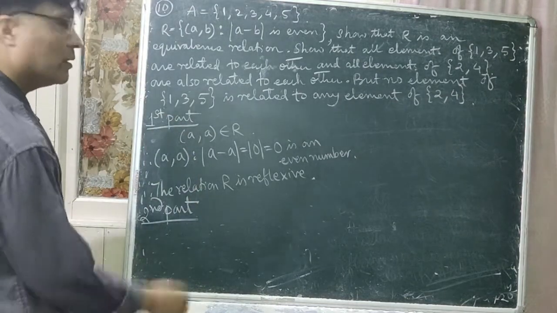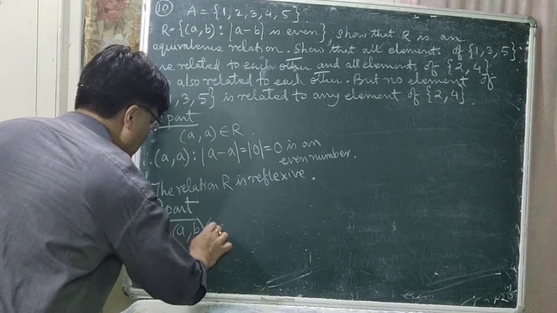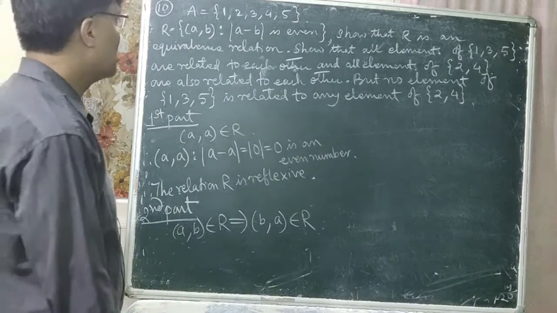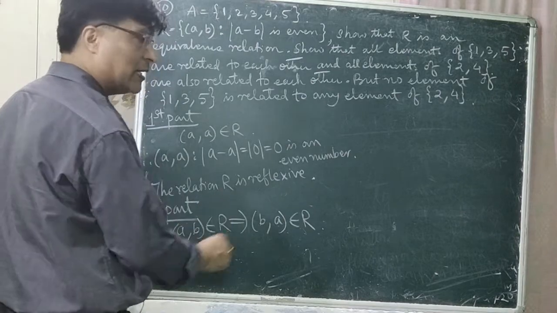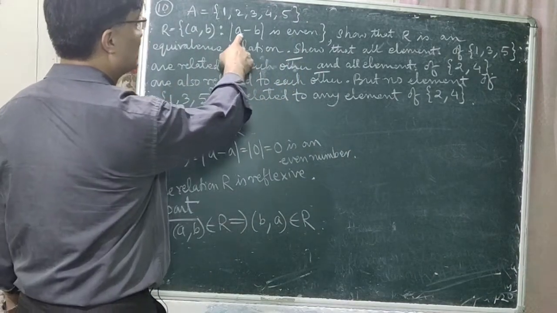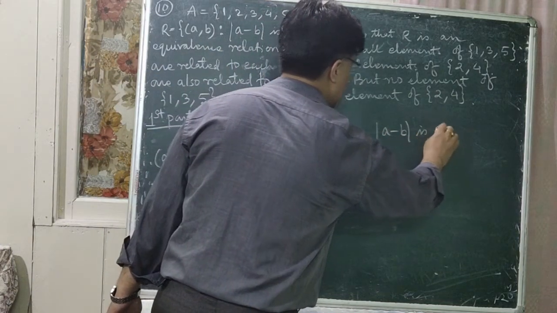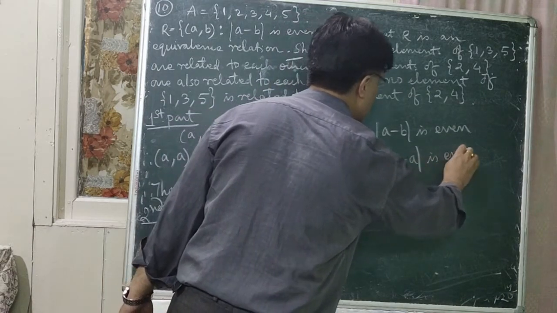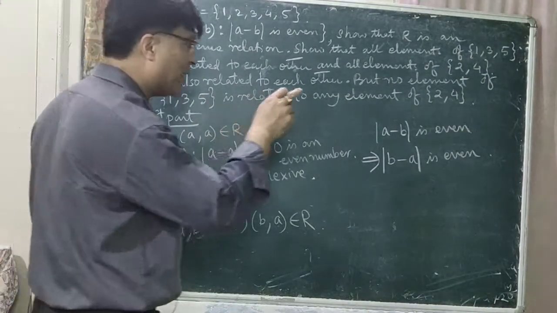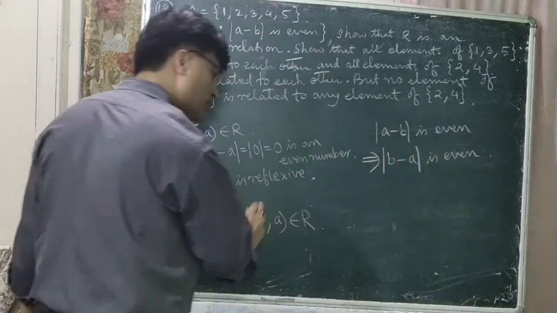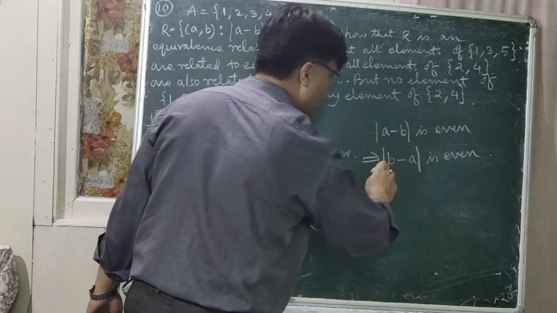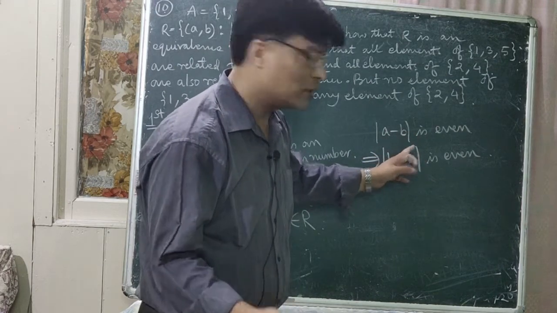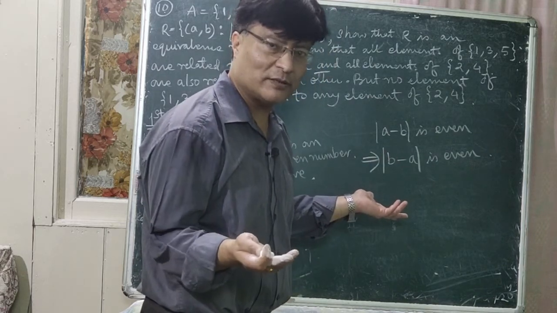Now the second part. For a symmetric relation, if (a, b) belongs to the relation R, it should imply that (b, a) belongs to the relation R. Is that clear? So if (a, b) belongs to the relation R, then |a - b| is even, which implies that, turning it around, |b - a| is also even. So (b, a) belongs to the relation R. If |a - b| is even, then |b - a| is also even, right? Suppose |1 - 3| is 2, and |3 - 1| is also 2, which is even. So it is done.